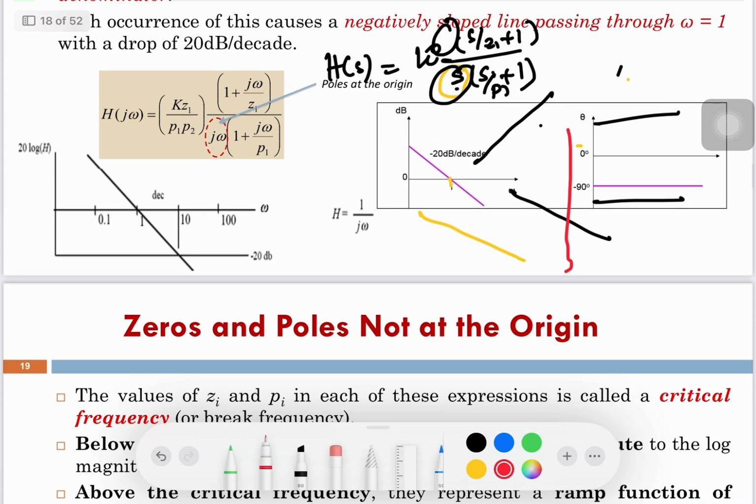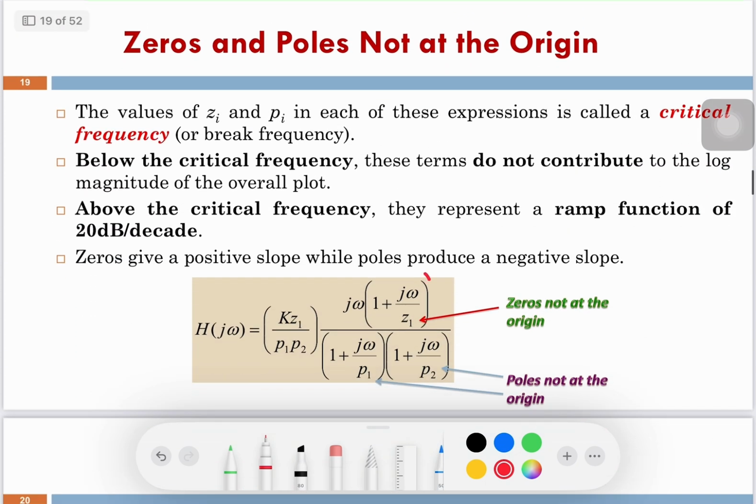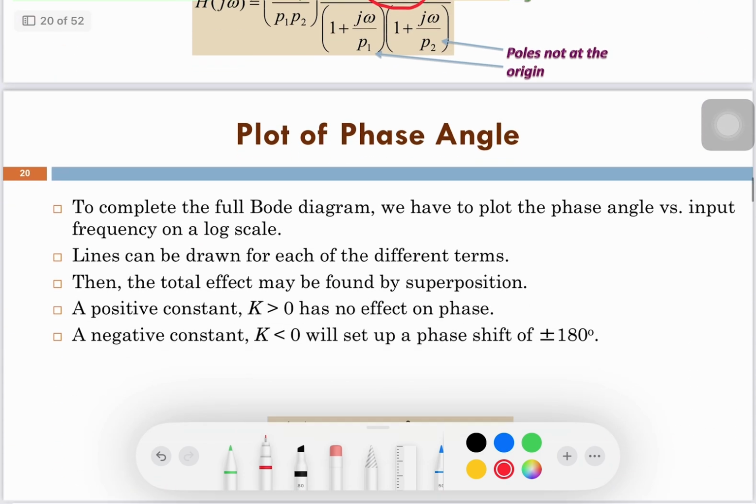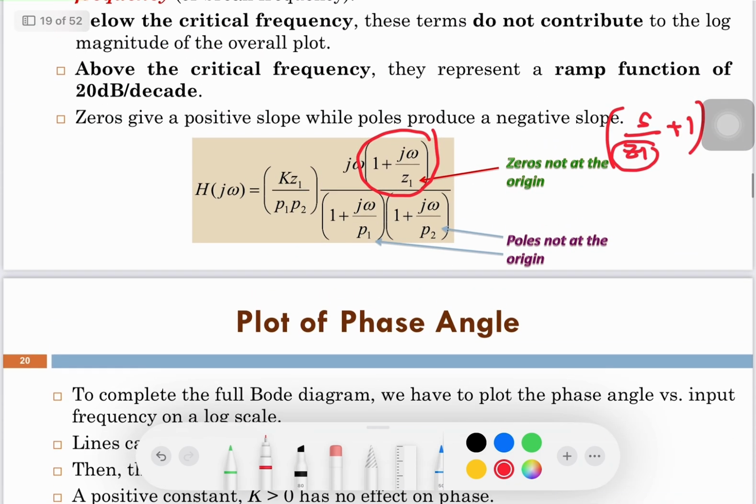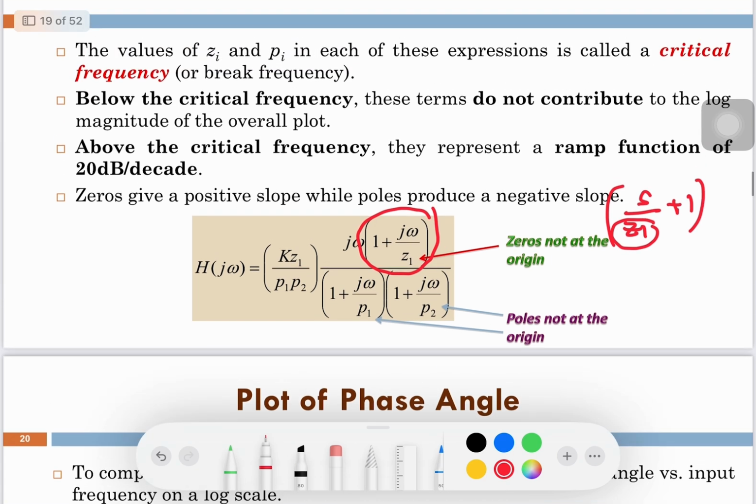Tetapi, apa akan berlaku sekiranya kalau anda kata dia ada dekat bawah ni? Maksudnya, you ada S over Z1 plus dengan 1. Apa yang akan berlaku adalah, okay, you kena make sure what is your Z1. What is your Z1? Sekarang ni kita kena tengok. And then, you punya angle akan berada, nanti kita akan tengok, okay, Z1 tu macam mana kita nak lukis. And P1, P2 ni macam mana nak lukis. So, kita kena bahagikan, kita kena bezakan your zeros and also the poles when it is not at the origin.